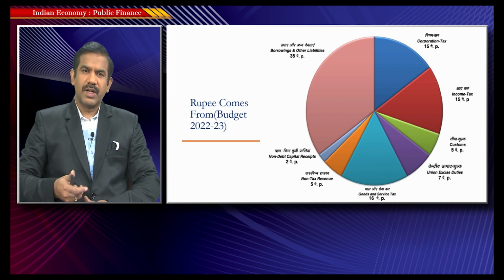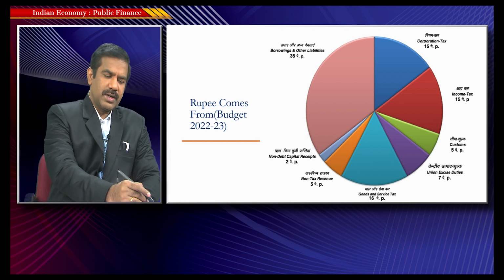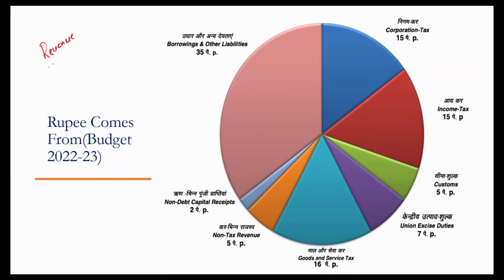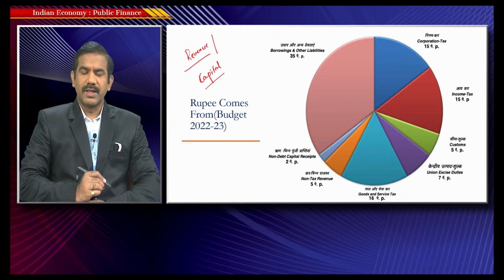So what are the different types of receipts of the budget? We already made it clear that the receipts could be categorized into revenue receipts, which I call recurring or repeating, and capital receipts, which are non-recurring, and I also gave you certain examples of both of them. Now let's go ahead with understanding the receipts in the current budget.